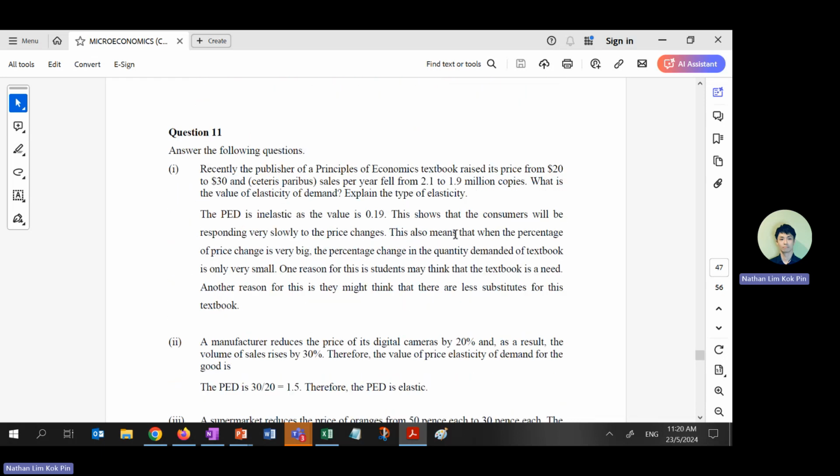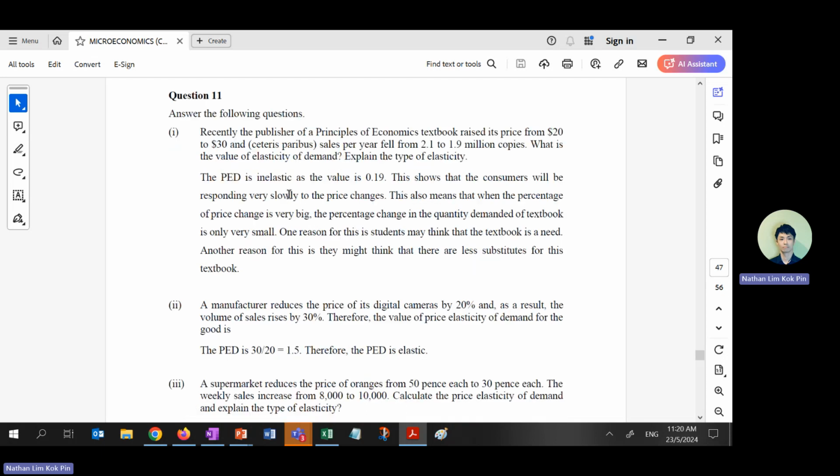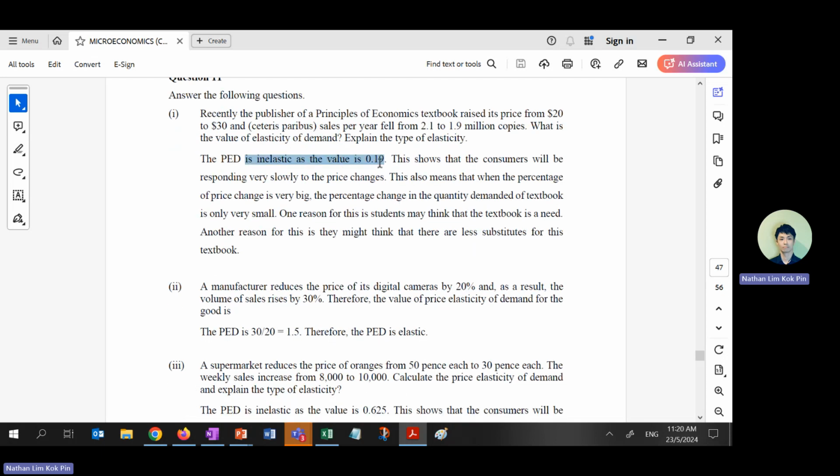Question 11. If you calculate the value properly, it should be 0.19. I will only share the calculation for the last question because some of you don't know how to do it. PED is inelastic because the value is 0.19. I asked you to do the calculation in the first week, then the second week I asked you to do the explanation. But most of you ignored my instructions.